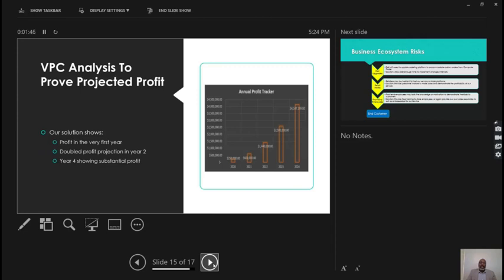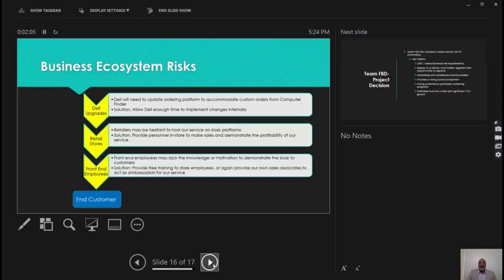Projections, as you see here, show a first-year profit after all expenses and costs are realized. That's important. Our modest growth continues through year 2, and then the potential for accelerated growth over the next 3 years. Year-over-year increases realized each year.